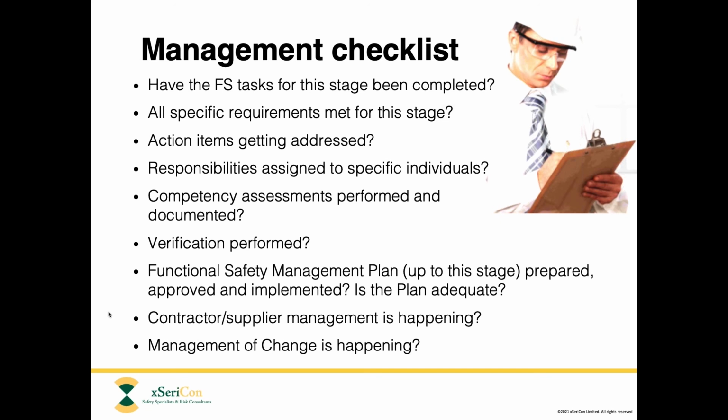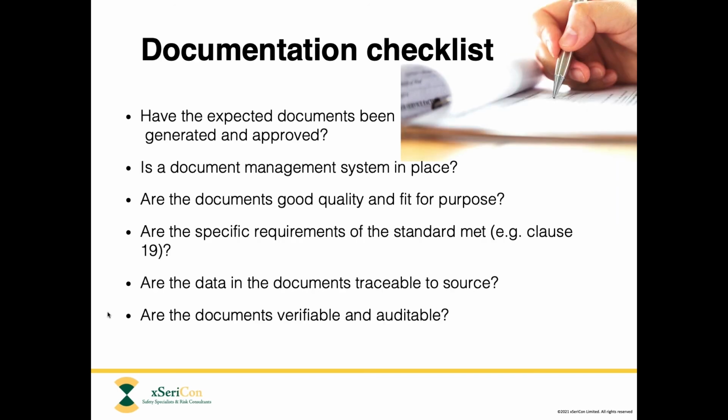That was checklist number 1. Now, checklist number 2 relates to individual documents. So we would like to see that the documents we would typically expect to exist actually do exist, and that they've been properly reviewed and approved. So again, that can be part of the verification if that's been done.